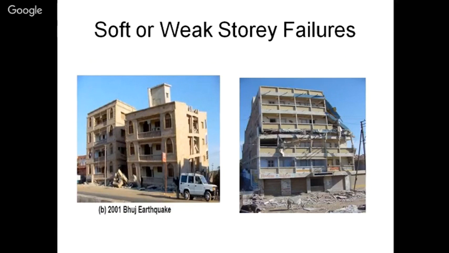Soft or weak story failures, which we have also discussed earlier, occur due to the stiffness difference of the immediate floors above or below, or two to three floors above or below the story in concern. That stiffness difference will produce a soft story mechanism in the building, and the building will have a soft story failure in that particular story.